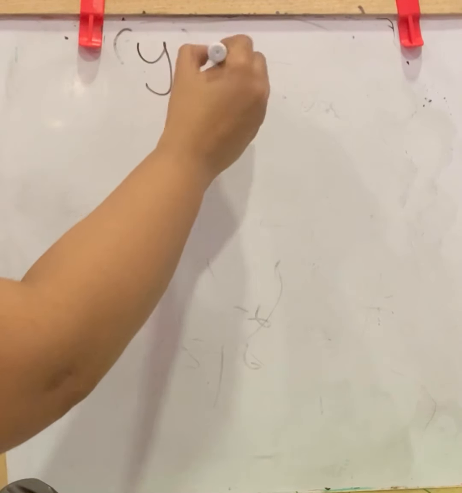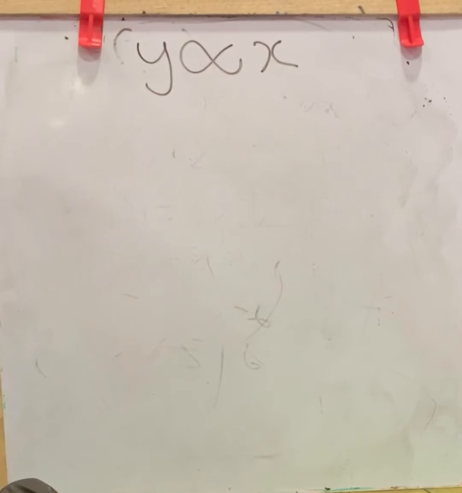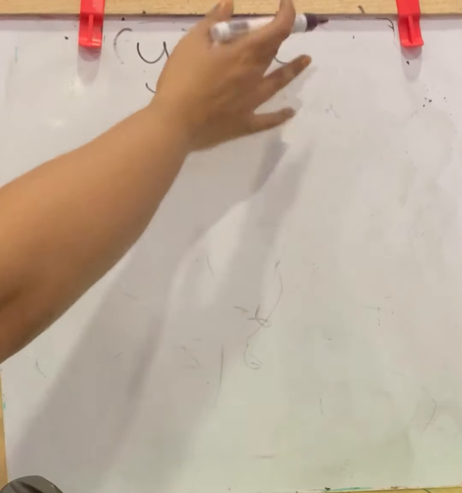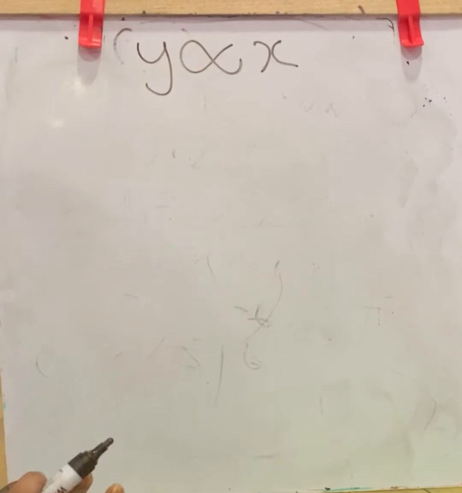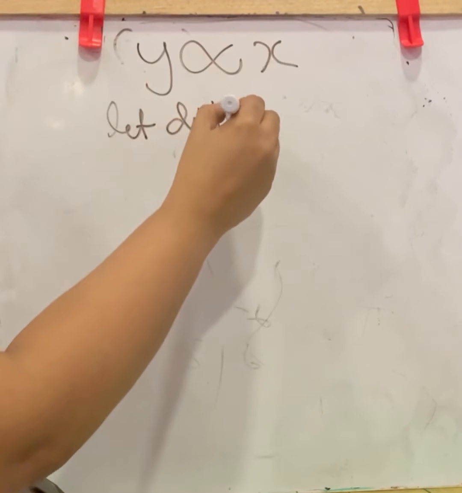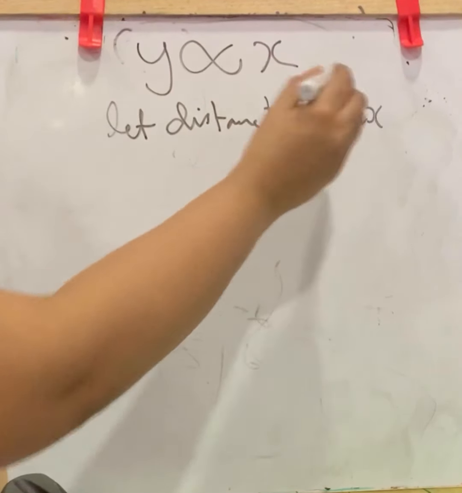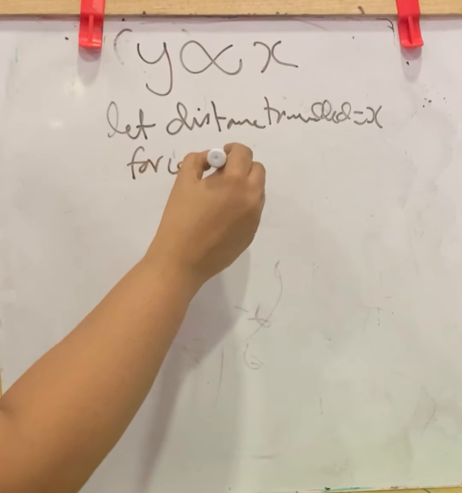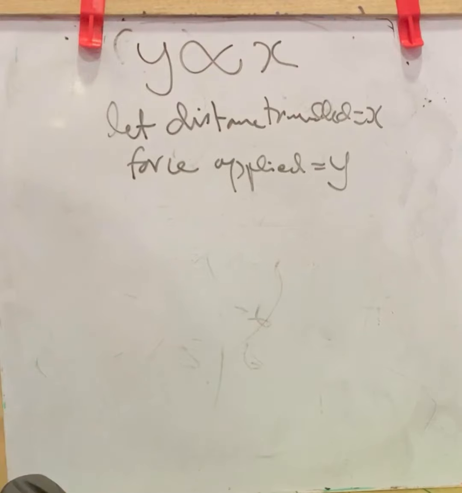So we will say both are directly proportional. Distance travelled and force applied by the body is directly proportional. If this increases, this also increases. If this decreases, this also decreases. It is the meaning of directly proportional. So here let distance travelled be x and force applied be y. It is directly proportional.